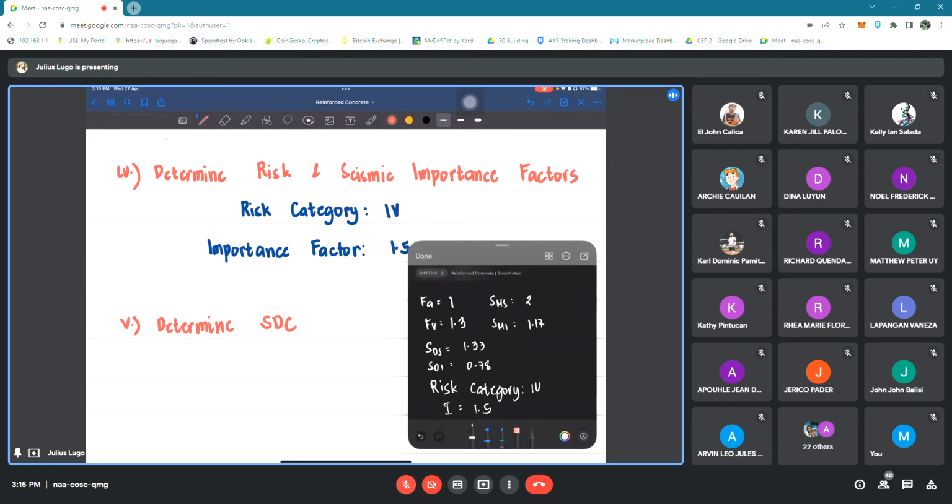So, what is the value of our SDS? Okay, our SDS value is 1.33 and our SD1 is 0.73. Now, it is under Category 4. So, what will be our SDC classification?